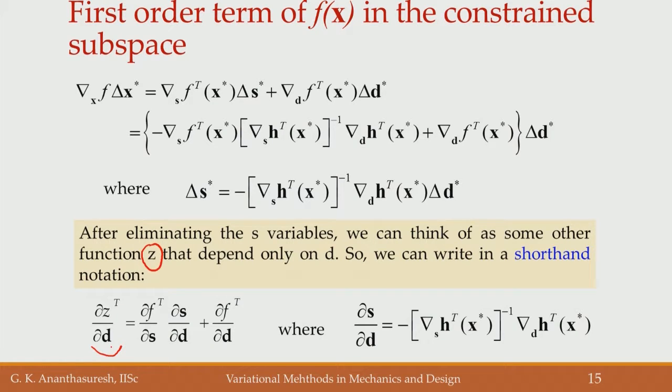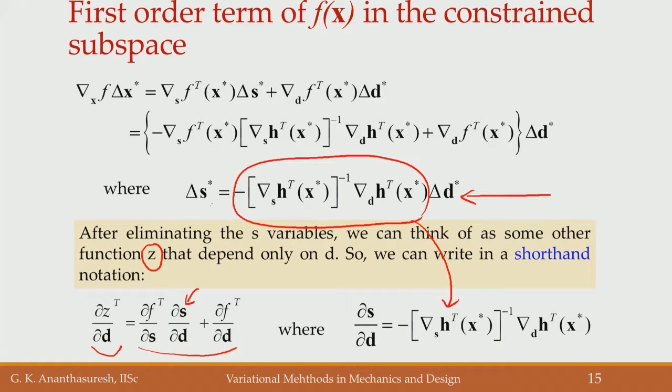dou z by dou d, if I take, that will have basically dou f by dou s times dou s by dou d plus dou f by dou d, which is what we have as two terms, because the z essentially depends on d and s, but s is dependent on d, and that is where this comes about. Okay. What is dou s by dou d? It comes from here, right. So, whatever is seen here is exactly what we have there.